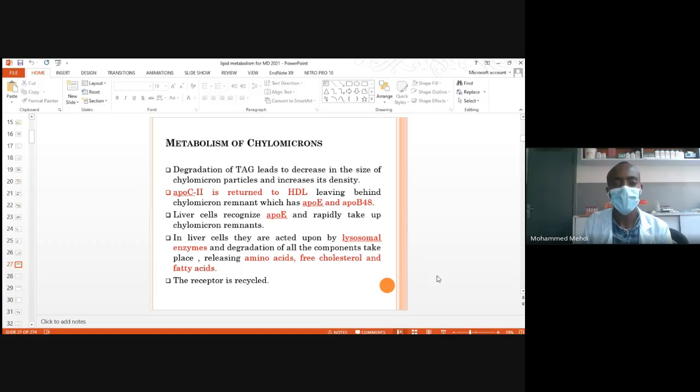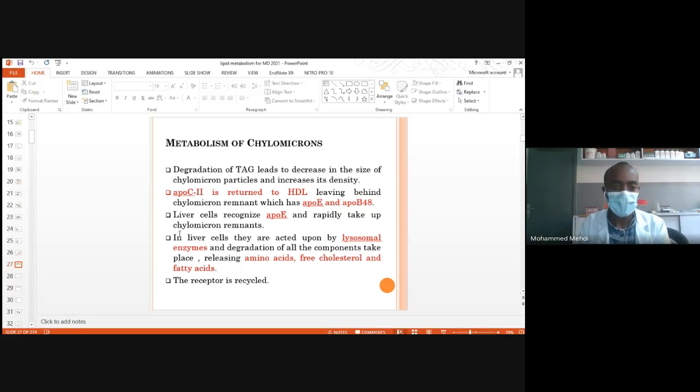Metabolism of chylomicron. First, it will be acted on by the lipoprotein lipase enzyme, which is activated by ApoC2, and then removes the triacylglycerol. ApoE is important to bind the liver receptor. The liver cell recognizes ApoE and takes up the remnant chylomicron. The remnant chylomicron is rapidly taken up by the liver cell.